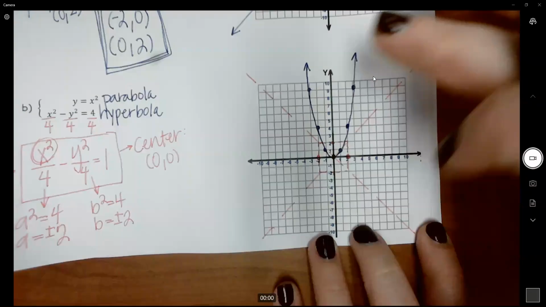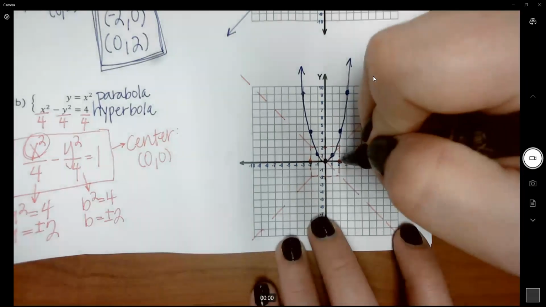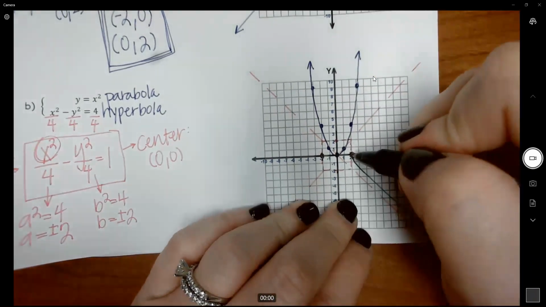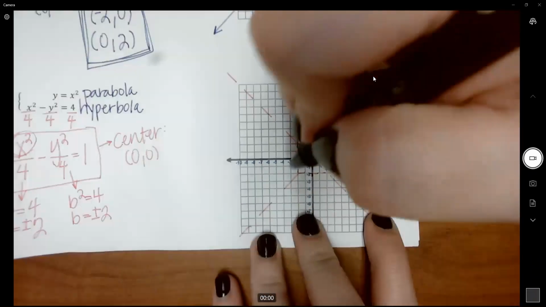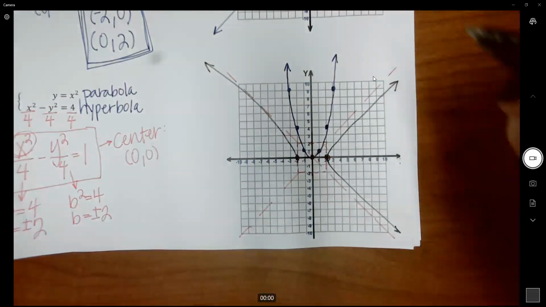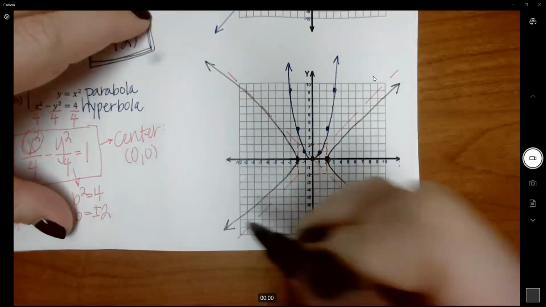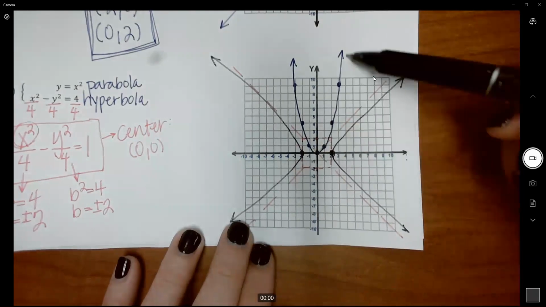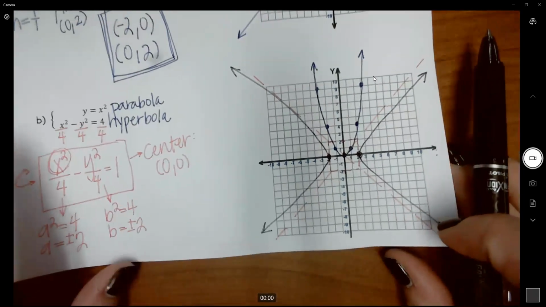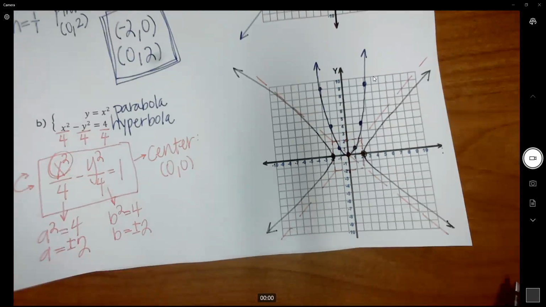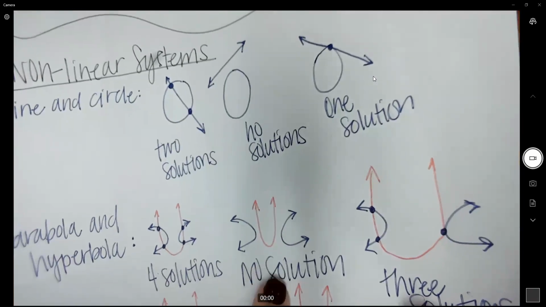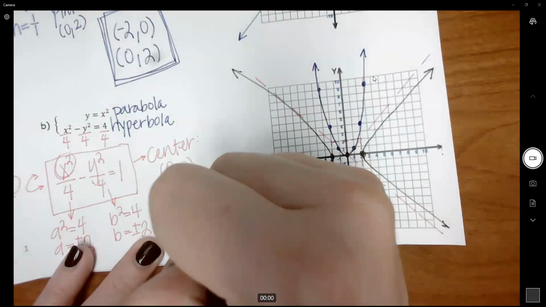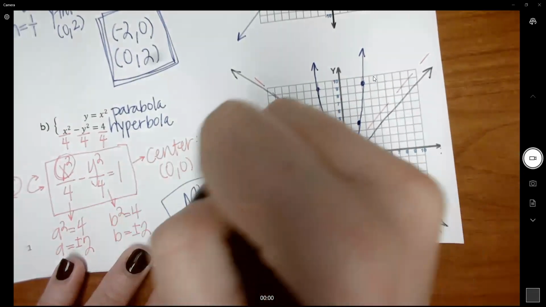So all of this red is not really part of my graph, right? Only these points right here. And so my hyperbola is that shape right there in black. So I have my parabola, and then my hyperbola. So you can see that these two never touch. So my answer is no solution.